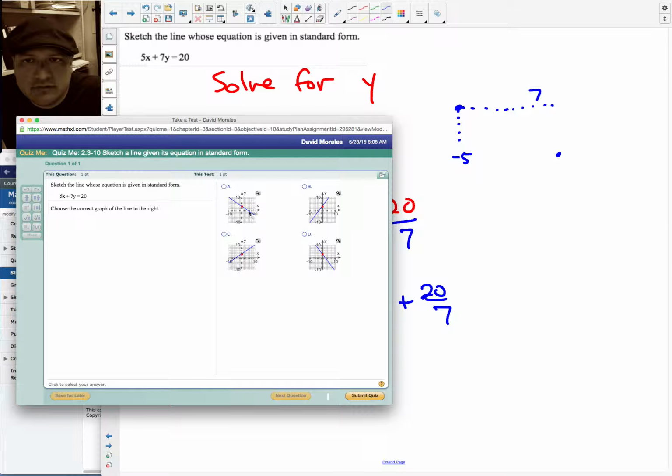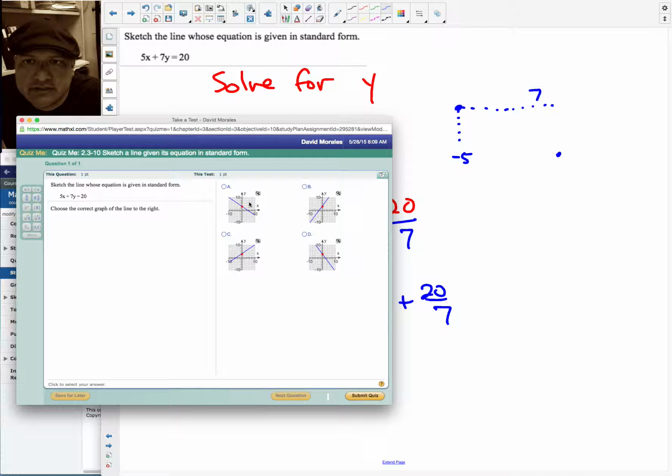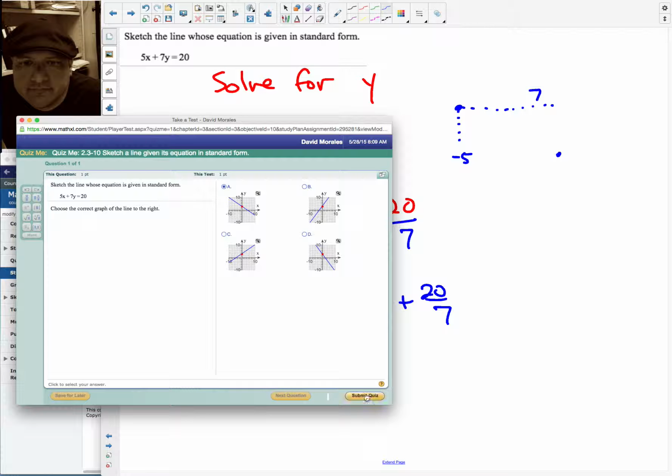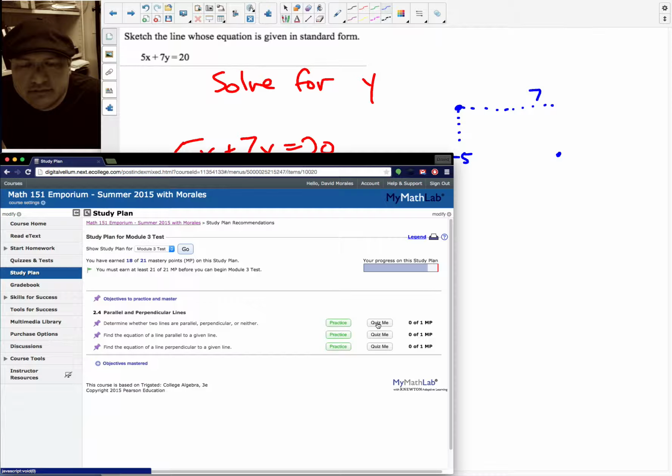And right away, it can be either A or it can be either D. I bet you D is going to be 7/5, the opposite. We go over 5, down 7, yeah, so that's how they're trying to trick you. Here, we go over 7, 1, 2, 3, 4, 5, 6, 7, and we go down 5, 1, 2, 3, 4, 5. Perfect. And we'll just continue on since there's only 3 more.